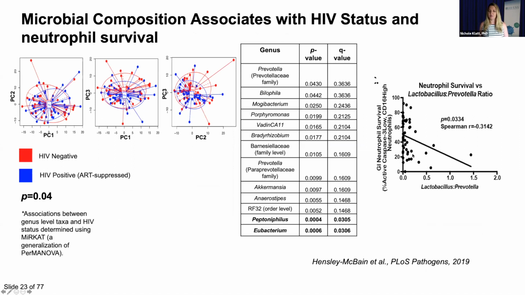But importantly here on the right, Lactobacillus is a very good bacteria that's typically used as a probiotic. We'll talk more about Lactobacillus shortly. And then Prevotella is this highly inflammatory bacteria that we know is increased in HIV. When we look at this Lactobacillus to Prevotella ratio versus this neutrophil survival, we see a significant negative correlation, indicating that maybe there's a role for the microbiome in this neutrophil survival that we're seeing that might drive these neutrophils to be accumulating in the gut in HIV infected individuals.